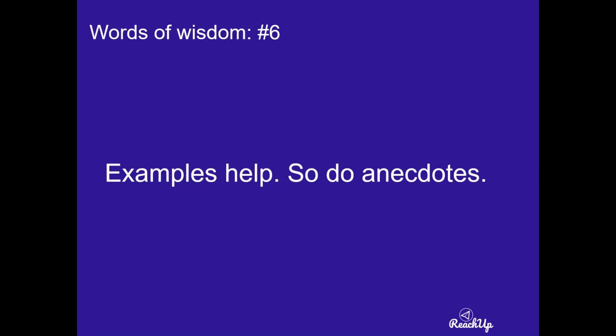Examples help, and so do anecdotes, which are little stories. They help you go from broad general statements to discussions and descriptions that allow the reader, the admissions officer, to relate to what you're speaking about and to understand the arguments that you're making. So always try to use examples, your own examples. Always try to show small stories within the story, which is your essay.